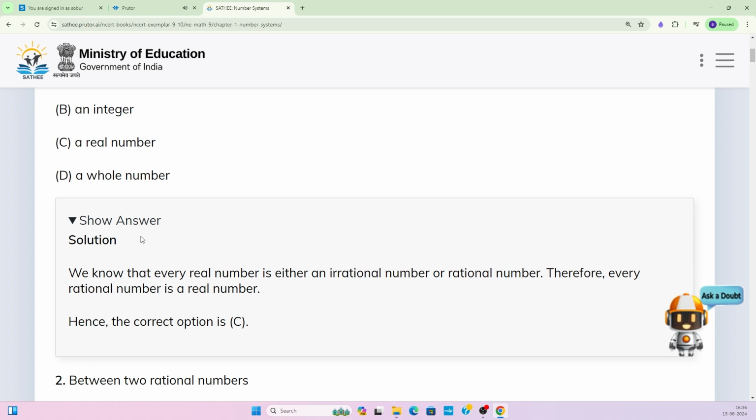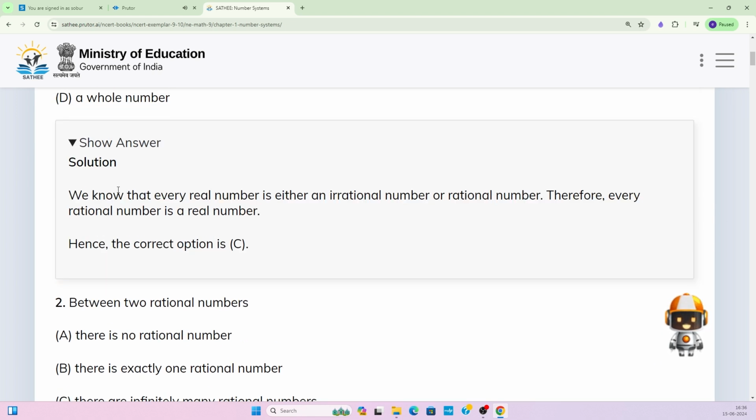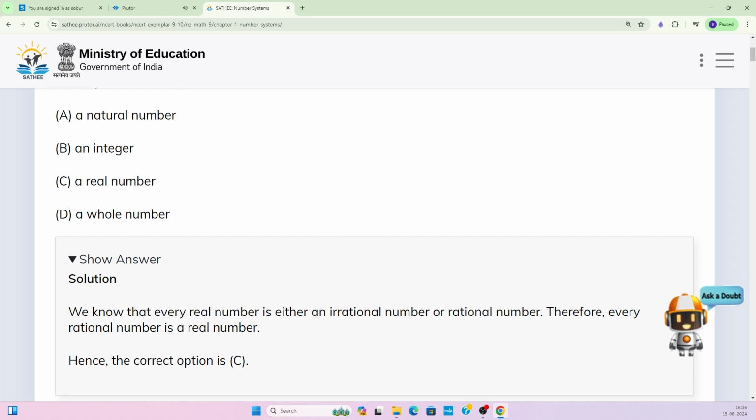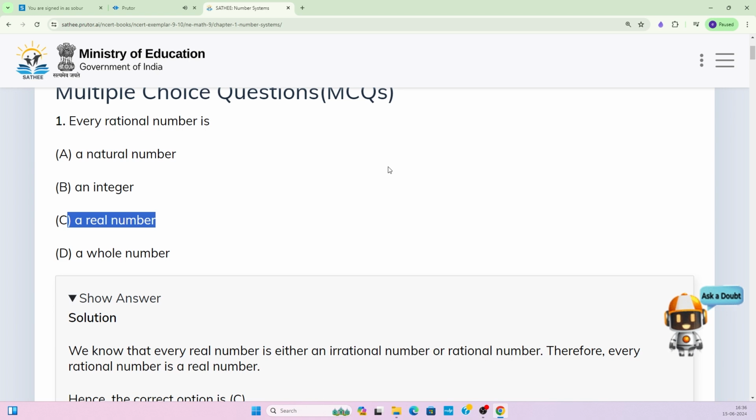Here we know that every real number is either an irrational number or a rational number. Therefore, every rational number is a real number. Okay, so option C is the correct answer. Every rational number is a real number. Now let us move to the next problem.